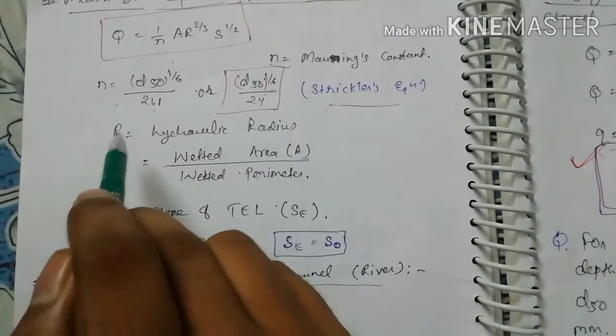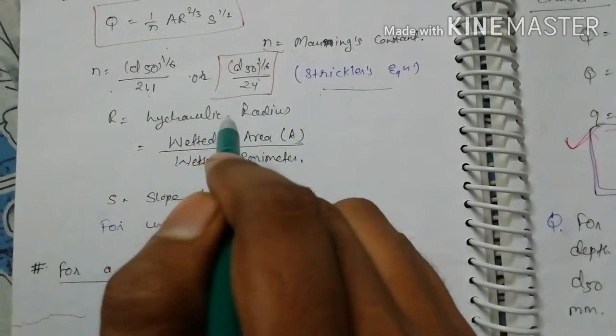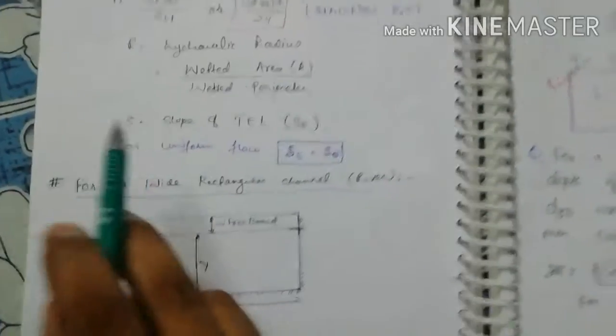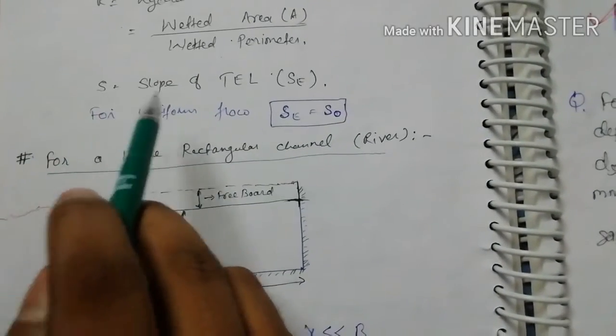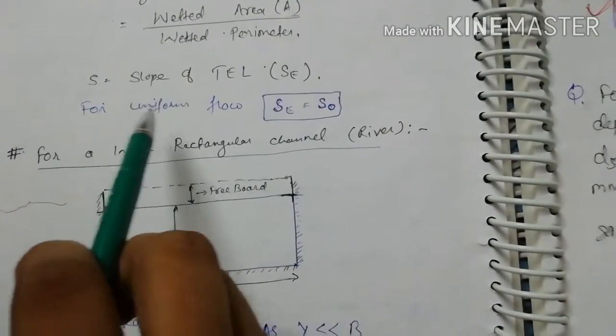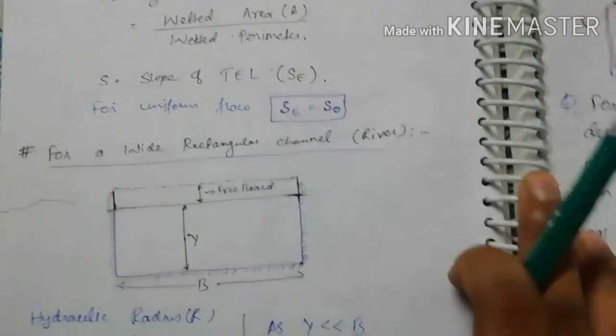This is Stickler's equation. R is equal to hydraulic radius, that is wetted area by wetted perimeter, and then S is equal to TEL, total energy line slope. For uniform flow, S is equal to S naught.